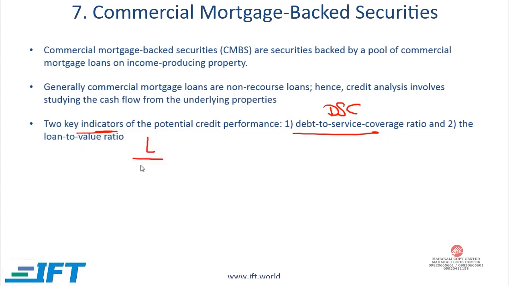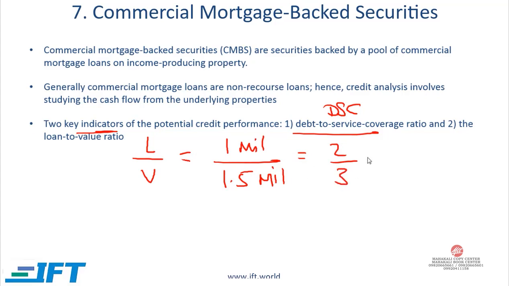We have talked about the loan to value ratio before. This simply is equal to the amount of loan that has been taken out divided by the value of the property. For example, if the loan is 1 million and the value of the underlying property is 1.5 million, then that is our loan to value ratio, which is 2/3 or 0.67. Obviously, if the loan to value ratio is high, that means that the credit risk is relatively high. A low loan to value ratio would be safer.